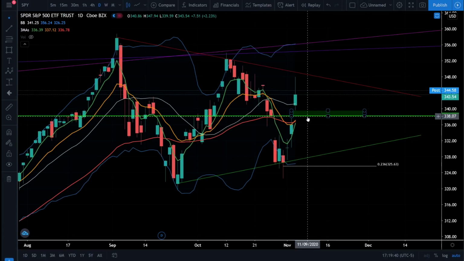Now if we start breaking below the gap, we're going to have support at all of these moving averages, which are going to start heading higher each day that the price action continues to go higher.